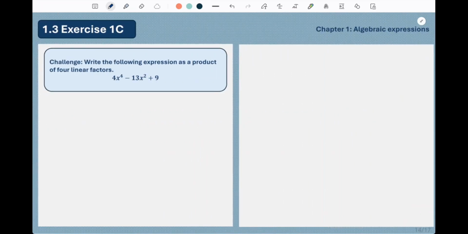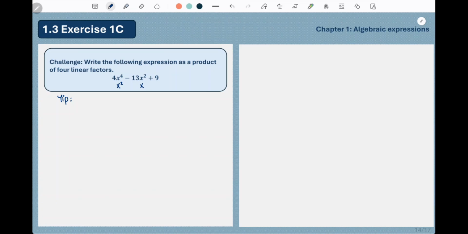Now we've got the challenge where we've got to write the following expression as a product of four linear factors. So, some of you might know how to do this, but if you've never come across these kinds of questions, it might be tricky, but it's very simple. We're gonna use one simple tip, which is this actually reminds you of a quadratic expression. The only thing is instead of having x here, you have x squared, and instead of having x squared here, you've got x to the power 4.